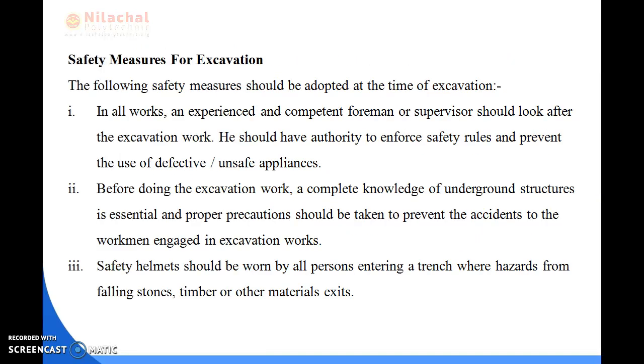So, first in the safety measures for the excavations, all the laborers should be experienced. He or she should look after the excavation work, and before doing the excavation work, they should have proper knowledge of that work, and they should prevent accidents to any of the workmen engaged. And the helmet should be worn by all the persons working in the construction sites.